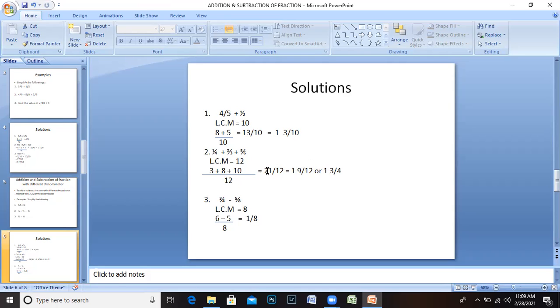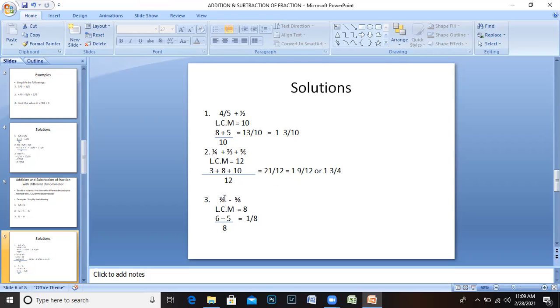From here also, we can take 21 over 12: 3 in 21, that is 7, and 3 in 12, that is 4. So we have 7 over 4. How many times does 4 go in 7? That's 1 whole number 3 over 4. So see, I arrive at the same answer here. Do you get that now?